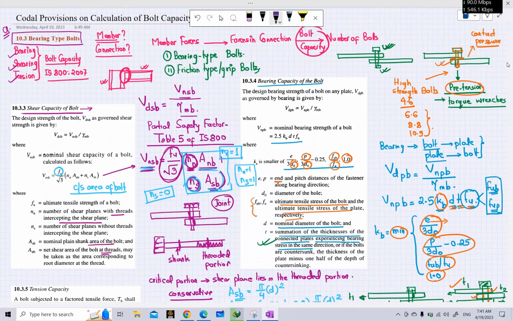So now we have determined kV also. We have determined all these four values here, and after determining those values, we can calculate the nominal bearing strength of bolt, and using that we can calculate the design bearing strength of bolt.